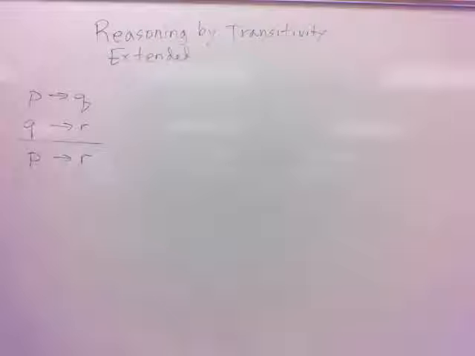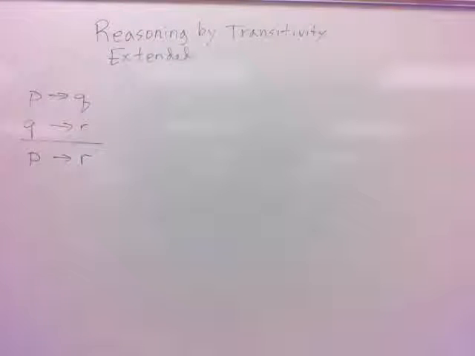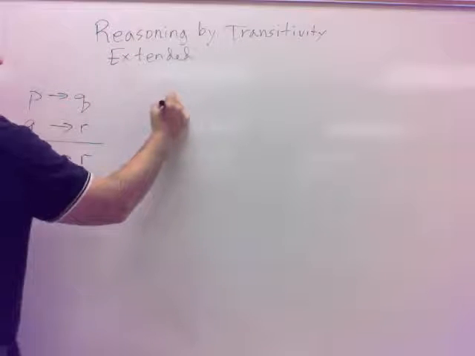Okay, yeah. So reasoning by transitivity, that's the one where it goes P arrow Q, Q arrow R, and then the conclusion is P arrow R. Isn't that reasoning by transitivity? But like I said, I want to extend it and then also add to it, so to speak.